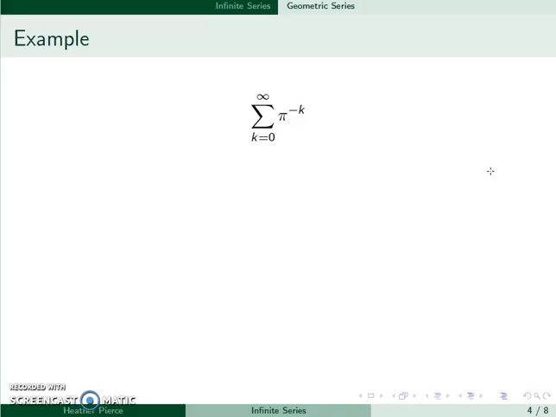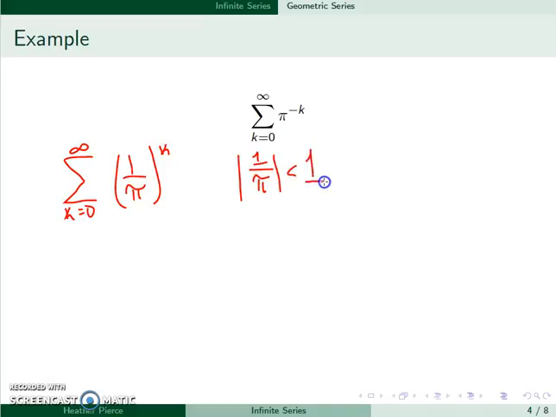Next, we'll look at the series from k equal to 0 to infinity of pi to the negative k. So the first step is to realize that this is actually the series from k equal to 0 to infinity of 1 over pi to the positive k, since a negative exponent just means we move it to the bottom of the fraction. Since 1 over pi does have an absolute value less than 1, this thing will converge.